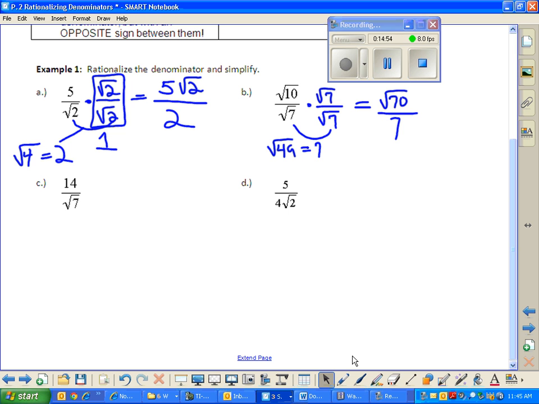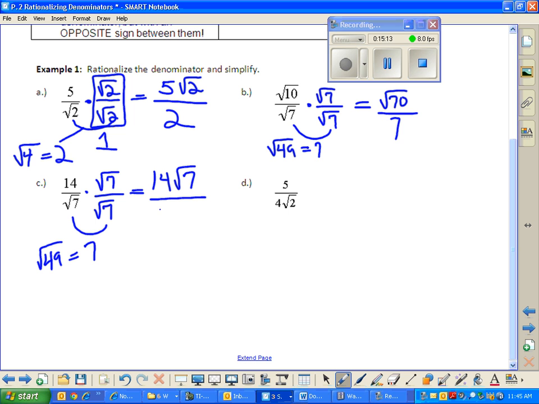All right, let's do it again. Part C. We have 14 divided by square root of 7. What we're going to go ahead and do is multiply the top and bottom of that fraction by the square root of 7. 14 times the square root of 7, that's just 14 root 7. Square root of 7 times the square root of 7 is the square root of 49, which is 7. But this isn't done. I see 14 over 7 is part of my answer.